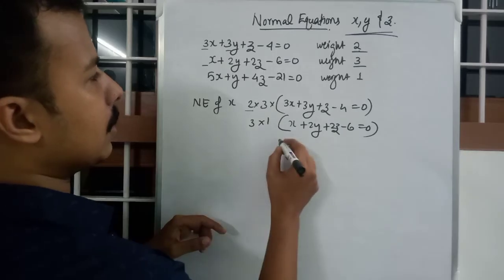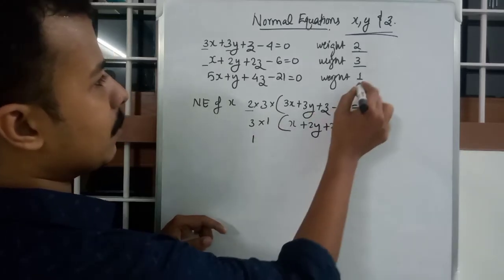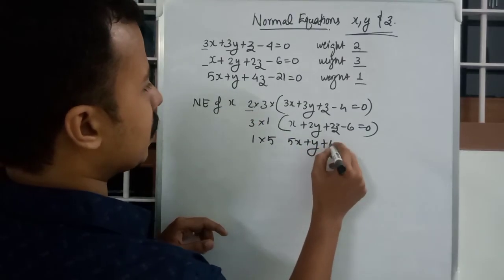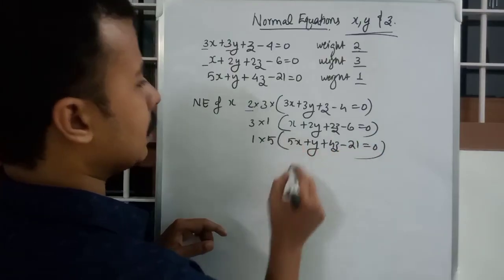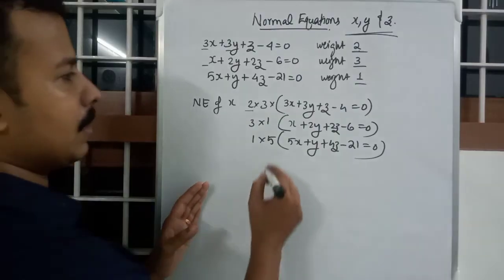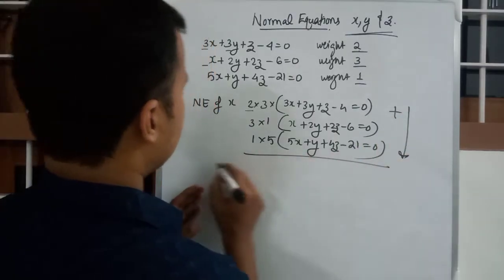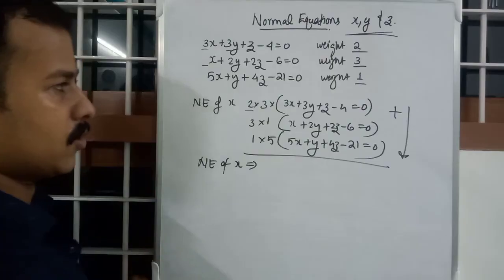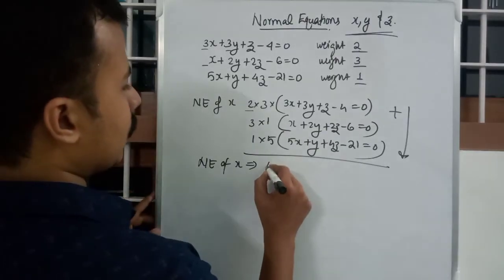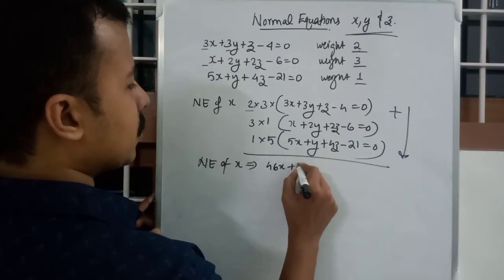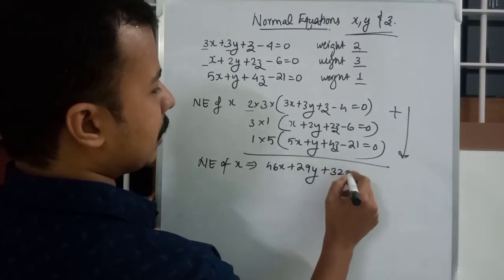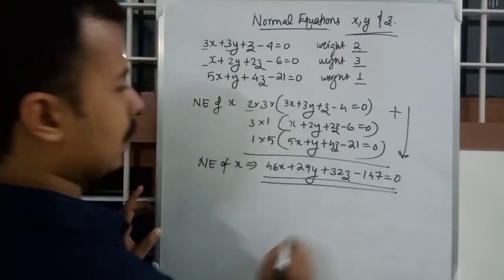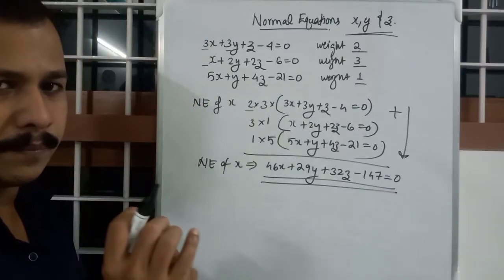Okay, I hope you get it. So next one, tell with me. 1 is the weight, into 5 is the coefficient, into 5x plus y plus 4z minus 21 is equal to 0. You multiply it, add all this, and you will get the new normal equation of x, and that is 46x plus 29y plus 32z minus 147 is equal to 0. This is the new normal equation for x.